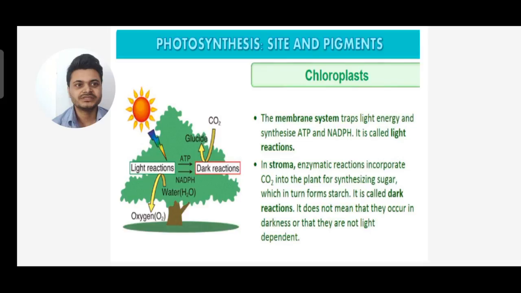The membrane system traps light energy and synthesizes ATP and NADPH. It is called light reaction. So what is light reaction? When the membrane system traps light energy and synthesizes ATP and NADPH, it is called light reaction. There are different photosystems: one is PS1, the other PS2.